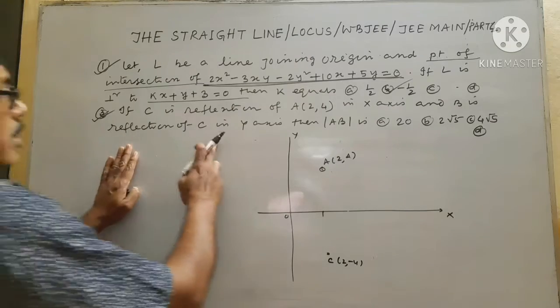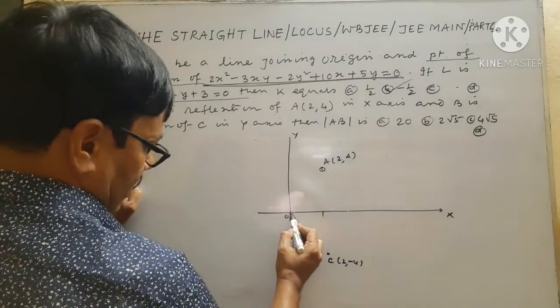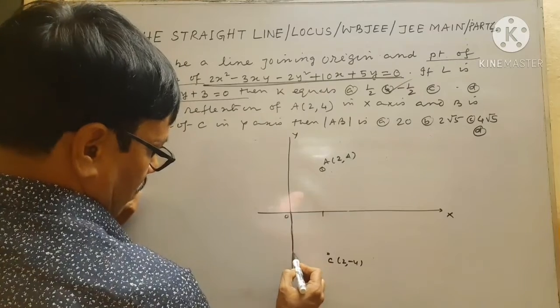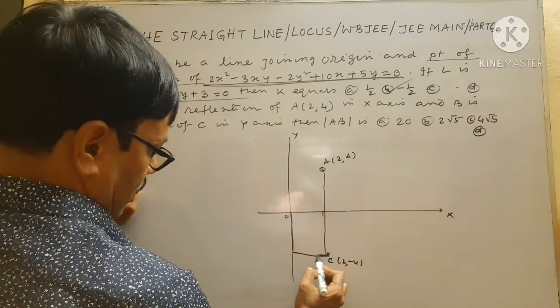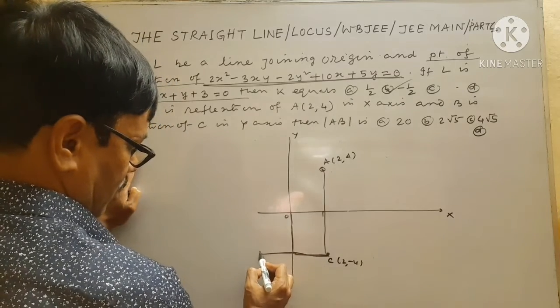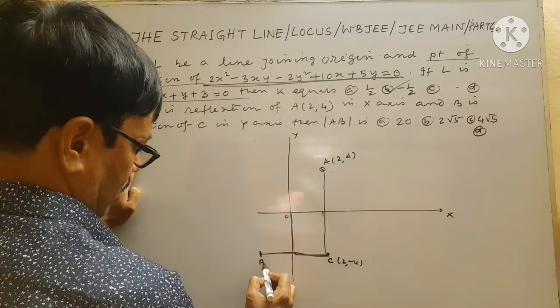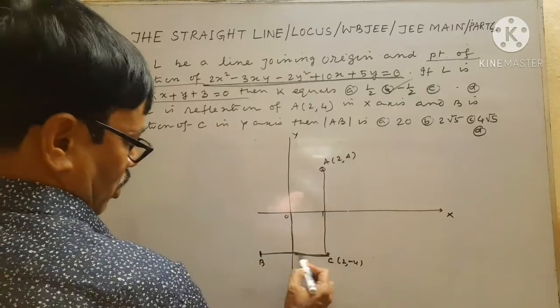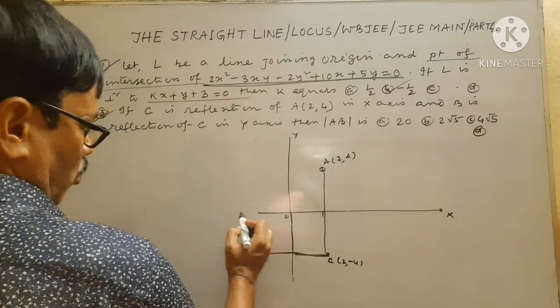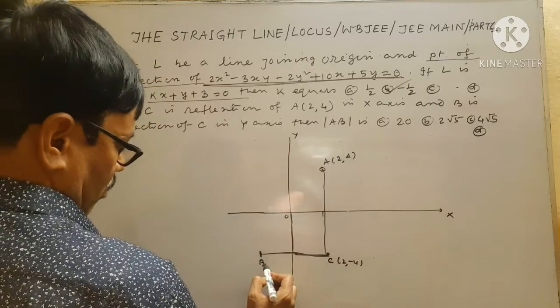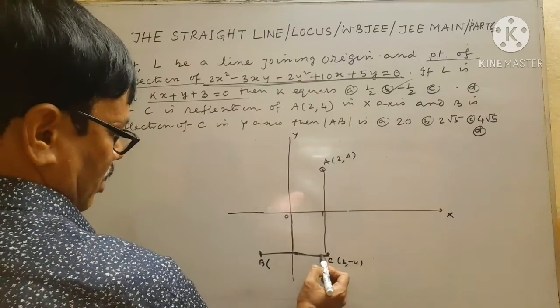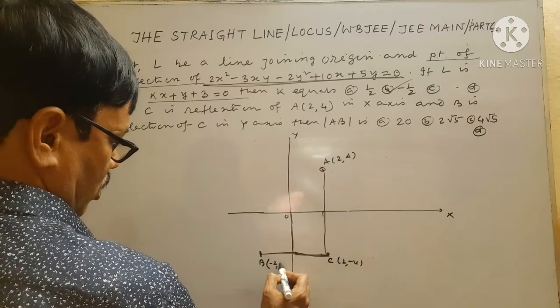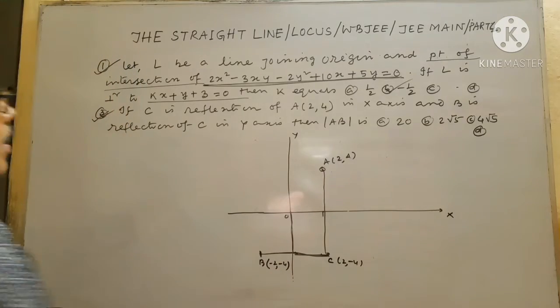B is the reflection of C in the y-axis. So this distance, this is B. So both are negative. The coordinate of B is in the third quadrant. So this distance is 2. So this is minus 2, this is minus 4. So this one is B.